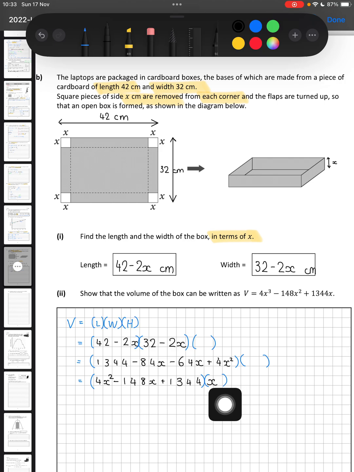But also, when you look back and ask, would it make sense for the height to be x? Yes, it does. They were folding up these parts that had a length x on each side, so it made sense for the height to be x.